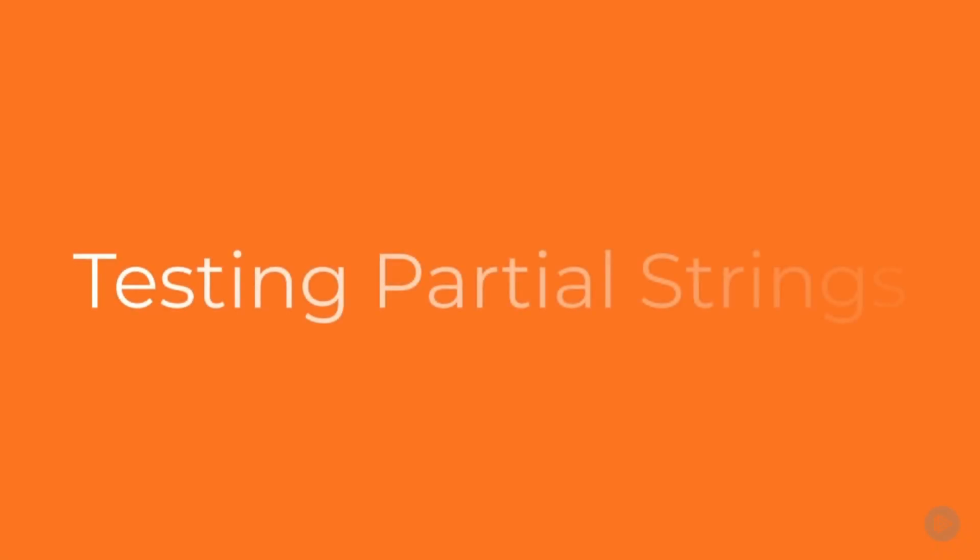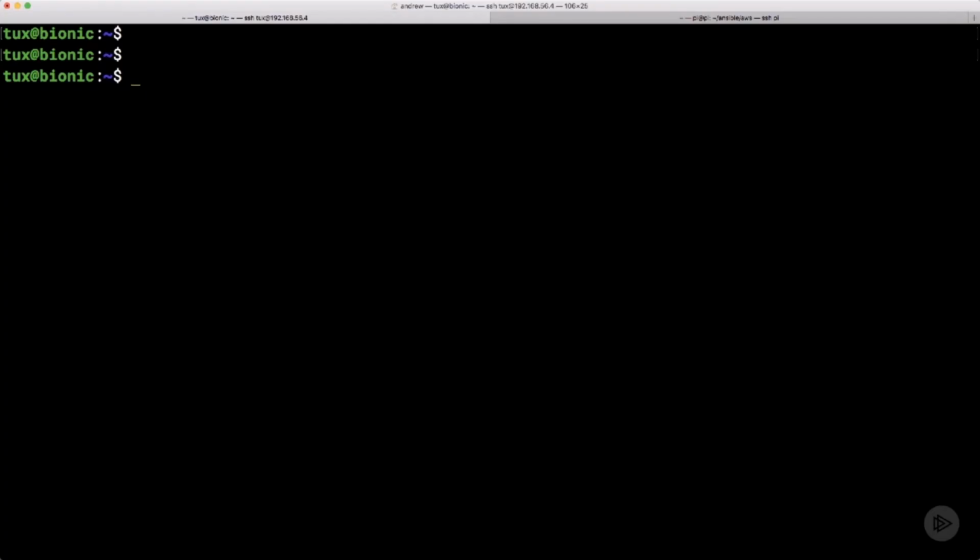Come on, you horrible people. Let's go through and test some partial strings. Now let's set up our variable again for our username. Same thing as before, declare minus lowercase, and then user_name. That just ensures that everything is set up the way that we want.